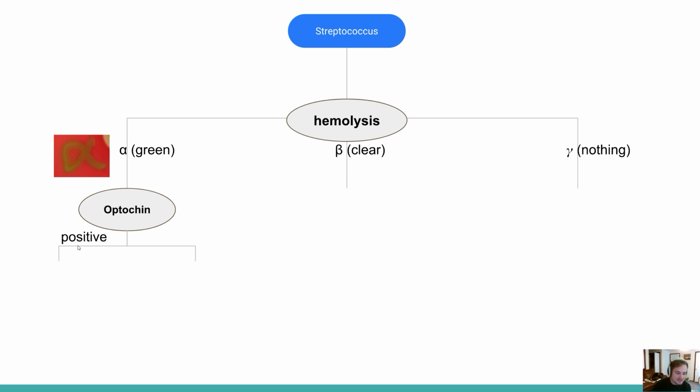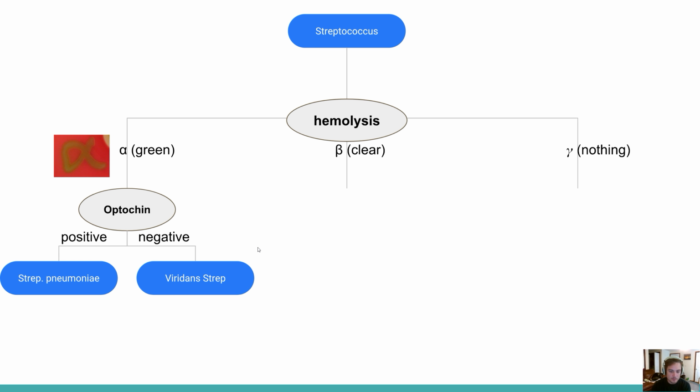And positive or sensitive to optochin is going to be strep pneumo. So this is going to be a diplococcus with a capsule that's going to be very important for you to know. Definitely one of the more important ones to know. Then negative is going to be the viridans group. So these are things that are going to be in your teeth. So someone gets endocarditis after a dental procedure or something. So that's going to be optochin resistant viridans, the viridans group.